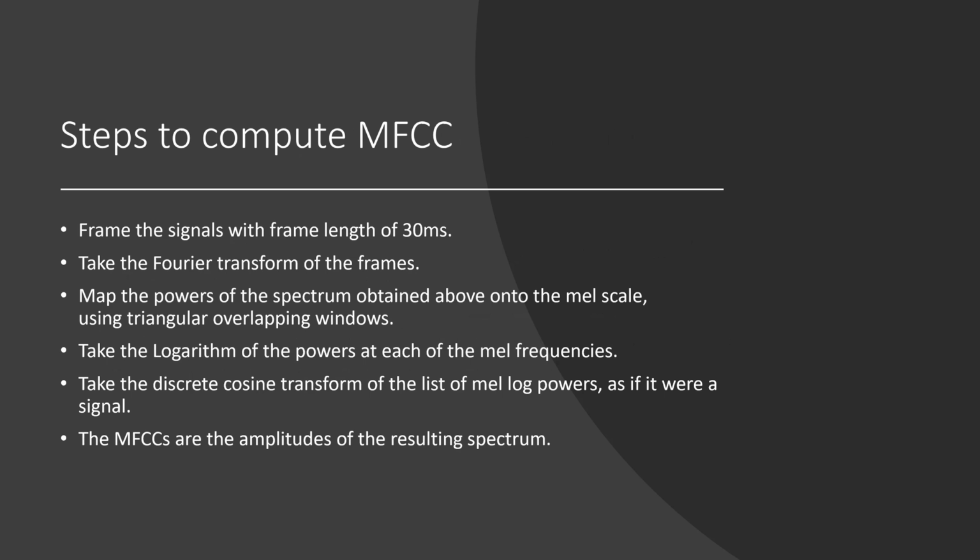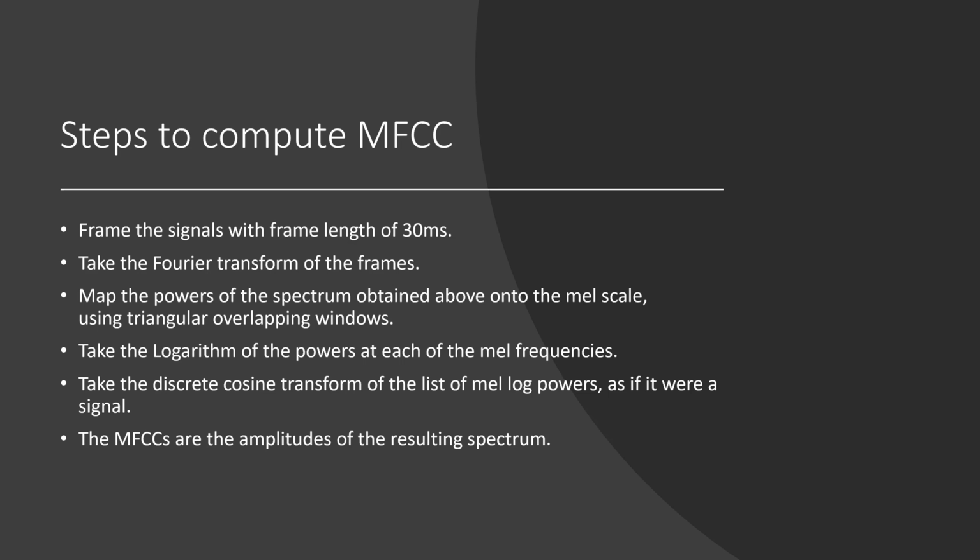Now talking about the steps to compute this MFCC, first the signal needs to be framed, and usually the framing length is between 20 to 40 milliseconds. In this project we have chosen it to be 30 milliseconds, which is the middle of 20 and 40. The next step is to take the Fourier transform of these frames, and then to map these powers onto the Mel scale using triangular overlapping windows. While framing in the first step, we had used 75% overlapping frames so that we don't miss out any information.